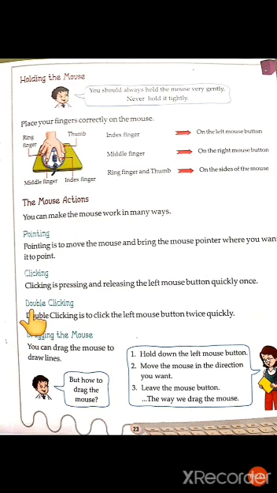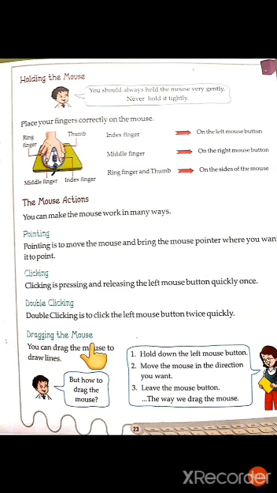Now number 2, next is double clicking. It means easy. Double clicking is to click the left mouse button twice quickly. So here you have to press the left mouse button 2 times, but quickly. The condition is the same, you have to press it quickly.